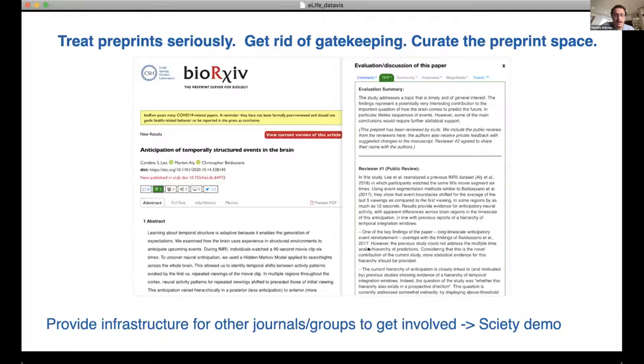I'm just going to change to my first demo. This is the only demo that isn't about visualization. But this is a demo showing why it can be useful. eLife also makes infrastructure for other people, and it shares that infrastructure broadly.